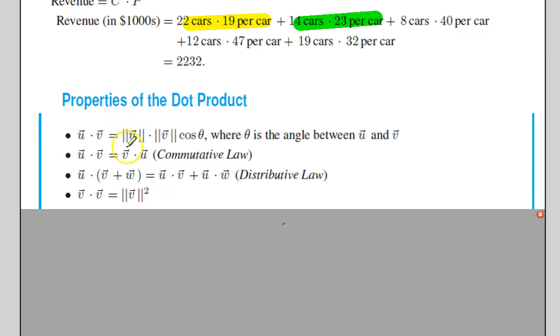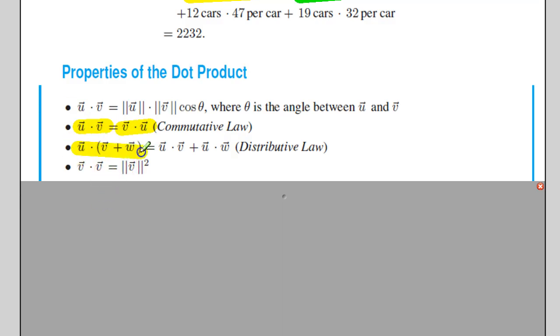Certain properties of the dot product. You can also calculate the dot product if you know the angle between the two vectors, by multiplying the magnitude of each vector times the cosine of the angle. There's a proof of it in the book, and we'll look at an example of how to use that later. Order doesn't matter for the dot product, just like in any multiplication. So u dot v is the same as v dot u. And then we can also distribute it as well.